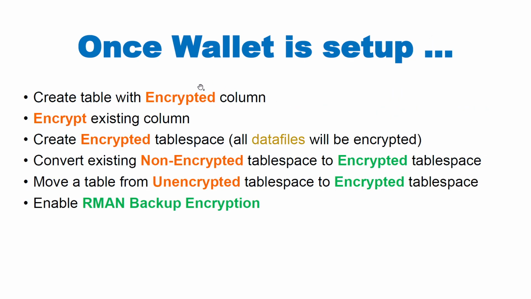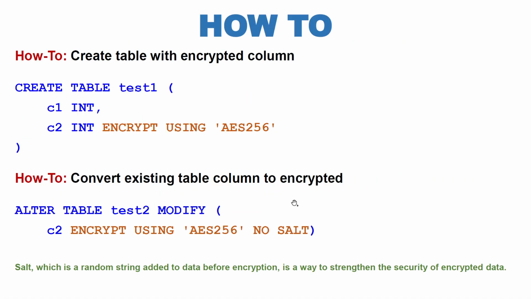Now, once wallet is set up, what are the steps that you will be taking? What are the things that you can do? You can create table with encrypted column. You can encrypt existing column. You can create encrypted tablespace, and all data files will be encrypted. You can convert existing non-encrypted tablespace to encrypted tablespace. You can move a table from unencrypted tablespace to encrypted tablespace, and you can enable RMAN backup encryption. These are some of the things that you can do using wallet. There are many more.